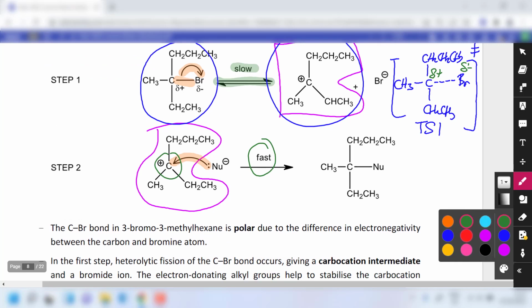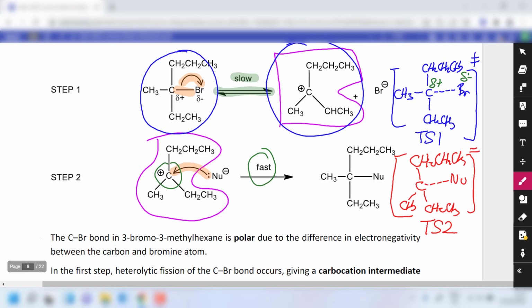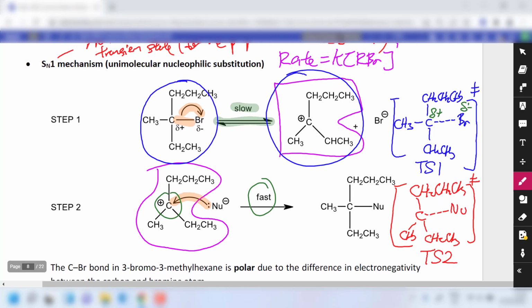Then next I'm going to move on to the transition state for step 2. That means when the nucleophile attacks the carbocationic center, how does the transition state look like? You can envision that it looks like this: CH2, CH3, and then the carbon is here, the CH3 is here, and then the CH2, CH3, and then a partial bond is formed between the carbon and the nucleophile. We'll represent it with a double dagger as well. So that will be the transition state between this and the product.